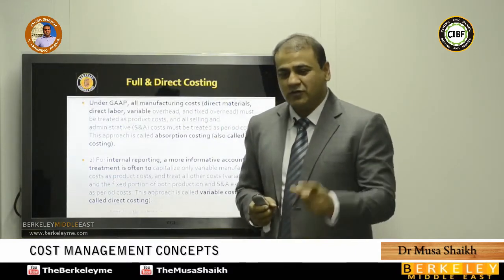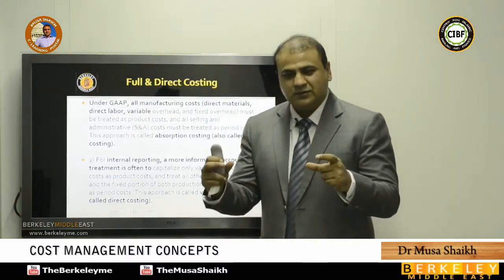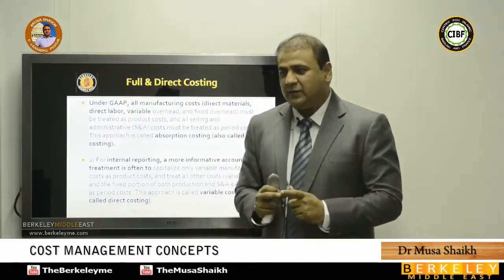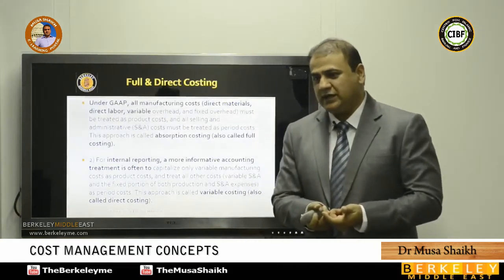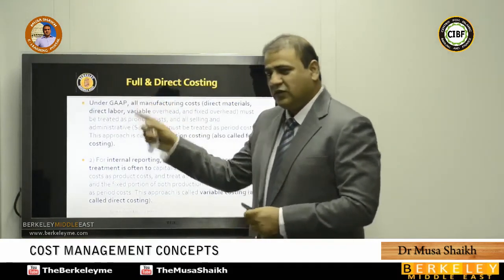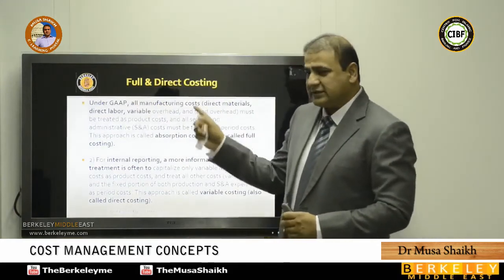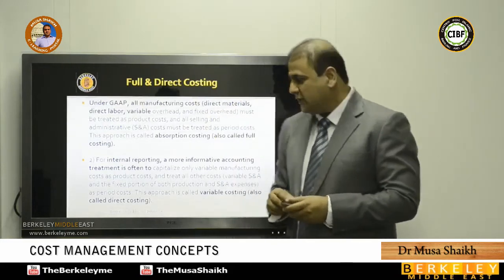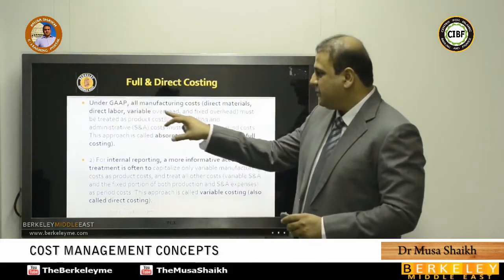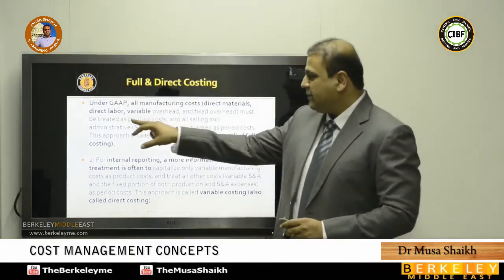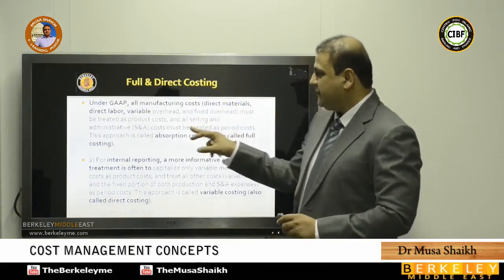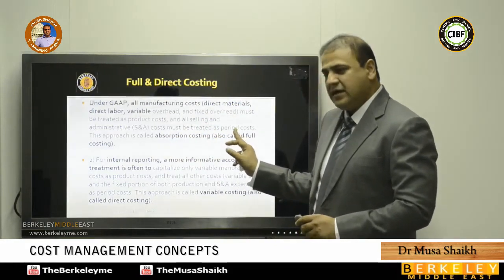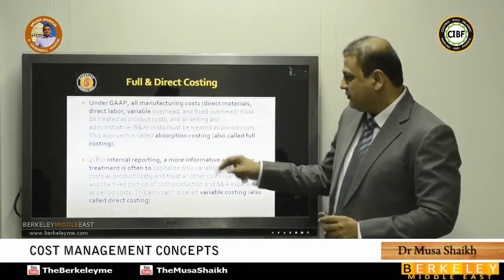So you are asking for fixed cost plus variable cost, right? If you add these, fixed plus variable, it becomes the total cost, so this is called full cost. Direct costing is when you take only the variable cost, like DM. Under GAAP, all manufacturing costs, direct labor, variable overhead and fixed overhead, must be treated as product cost, and all selling and administrative costs must be treated as period cost. The approach is called absorption costing.